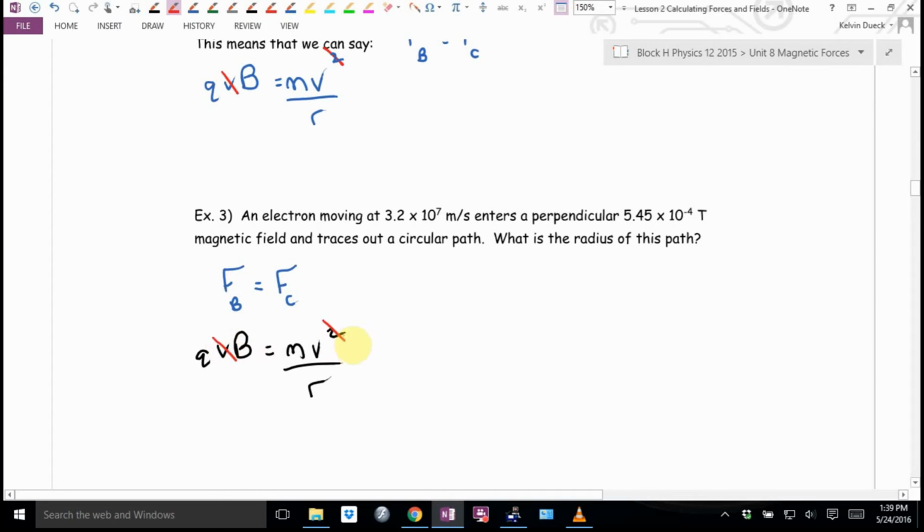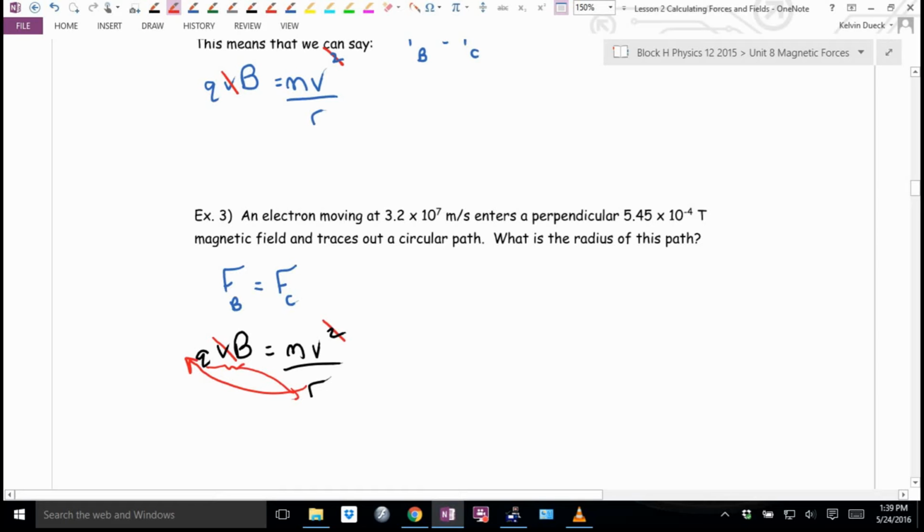Looks like one of the V's cancels. There's one V on top on the left, and a V squared or a VV on the right. Jason, what's this question asking me to find? Radius. How to get the R by itself? Yeah, I'm going to go times the R to that side and move those to that side.